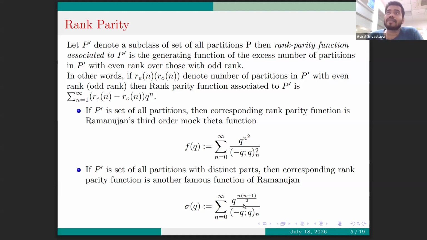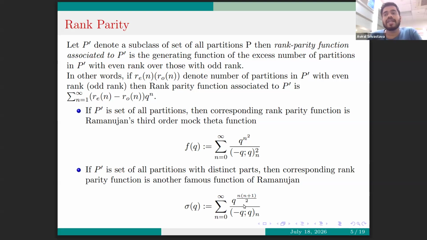And mock theta functions are basically weight half mock modular forms, and mock modular forms can be regarded as the holomorphic part of something called weak harmonic Maass forms. If the holomorphic part of a weak harmonic Maass form has weight half, then it is known as a mock theta function. They are very well-known objects in the theory of modular forms.